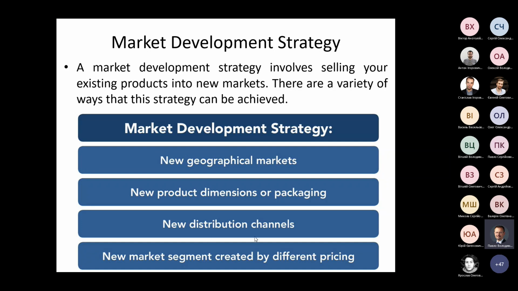Then we can use new distribution channels. For example, we can sell some products on the internet, and when selling by internet, it will be no matter for us the place where our future customers are. They can live anywhere and they can buy our products.